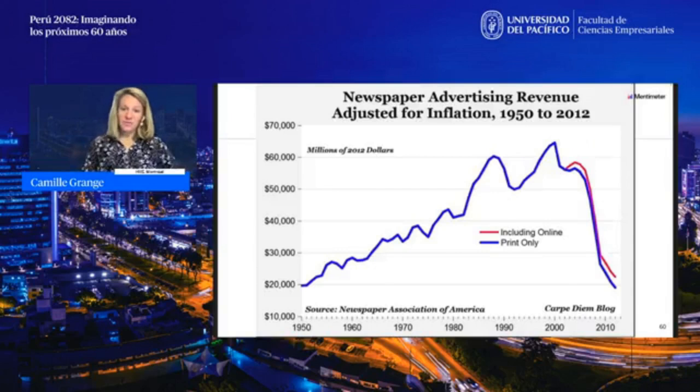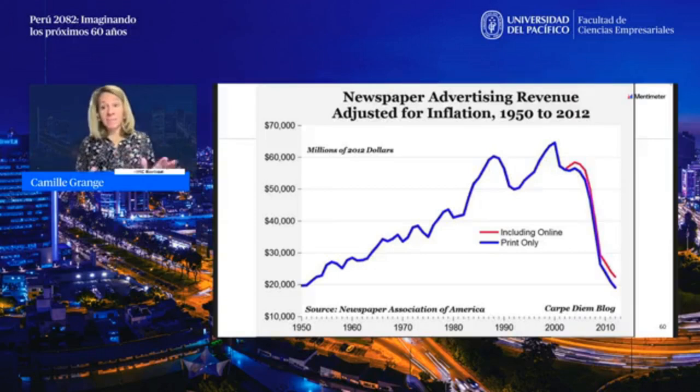However, the most dramatic metric that led experts to argue that the print newspaper business would be absolutely dead by 2025 is that of advertising revenues. Of course, you see the steep decline that started in the early 2000s. Of course, the 2008 financial crisis did not help and contributed further to more decline in advertising revenues.